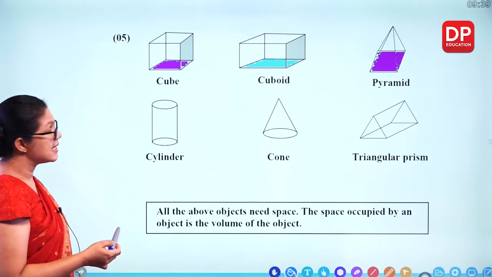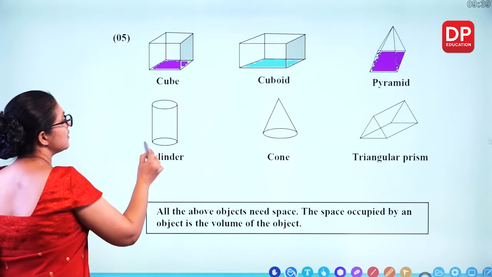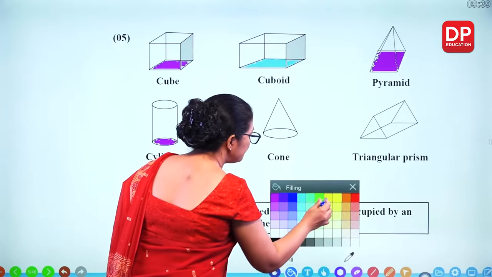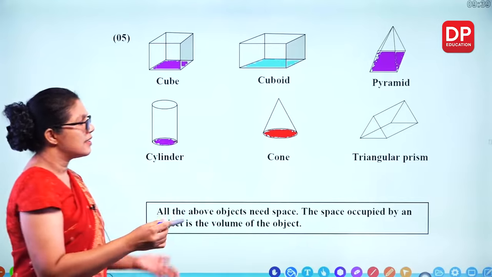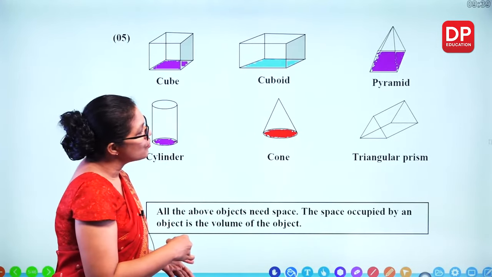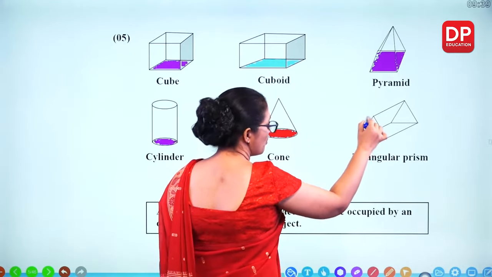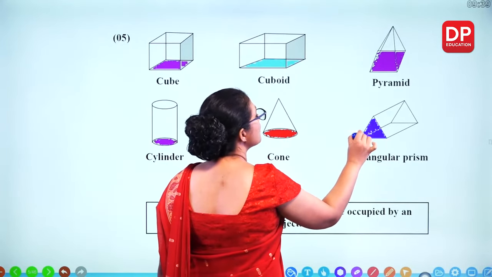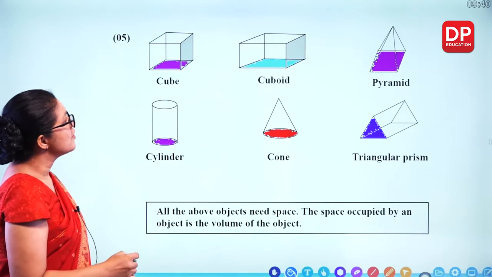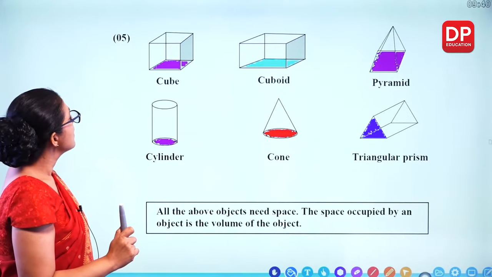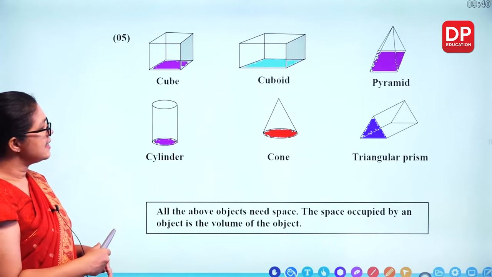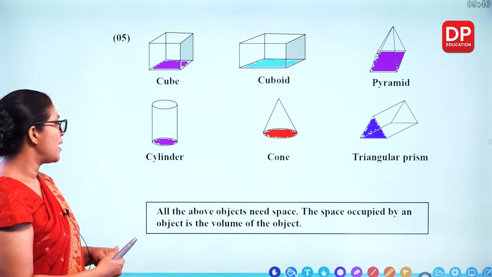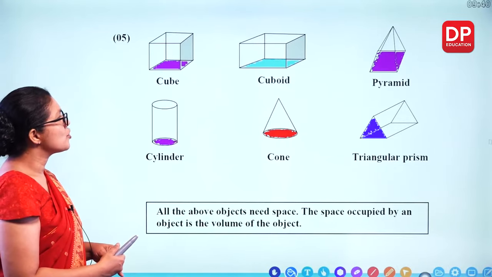So what do you know about this? Cylinder. Cylinder, you get a circle. Base is a circle. And what about cone? You get a circle as the base. Triangular prism. So you can take a triangle as the base. So these are the solids, 3D figures: cube, cuboid, pyramid, cylinder, cone, triangular prism. So all the above objects need space. The space occupied by an object is the volume of the object.